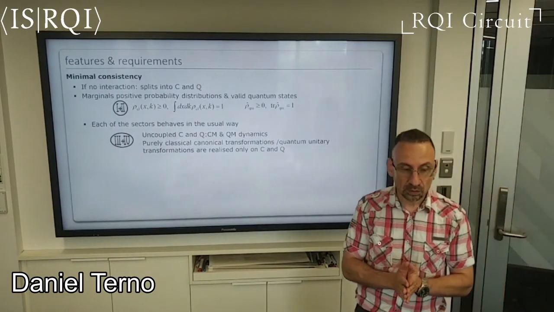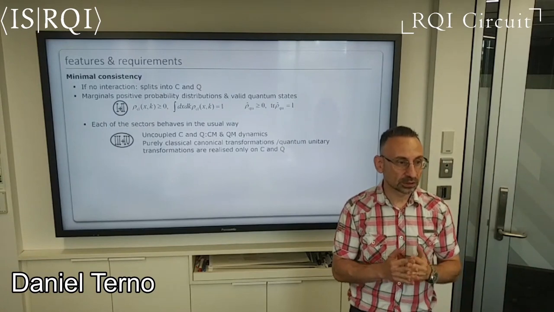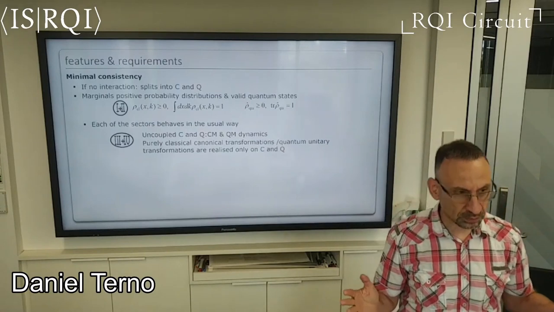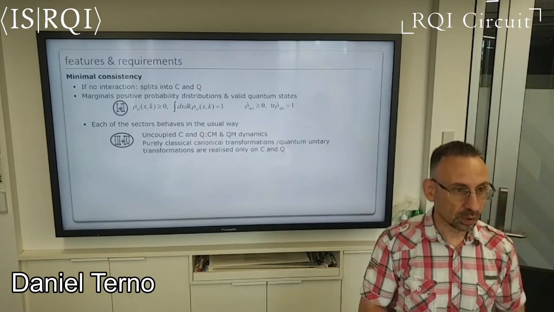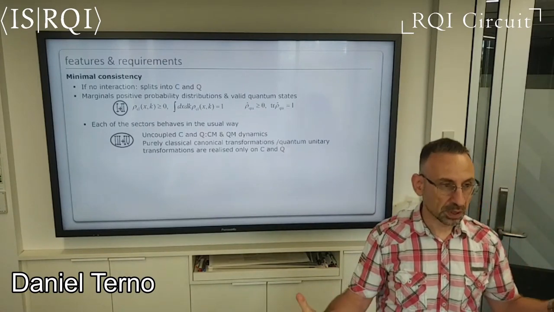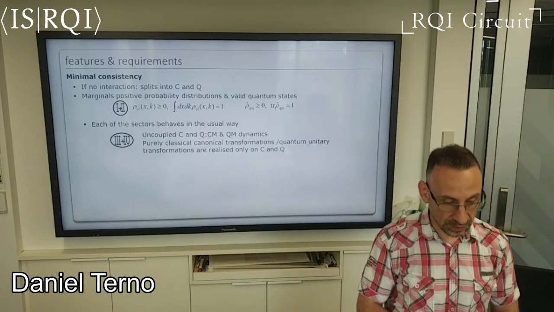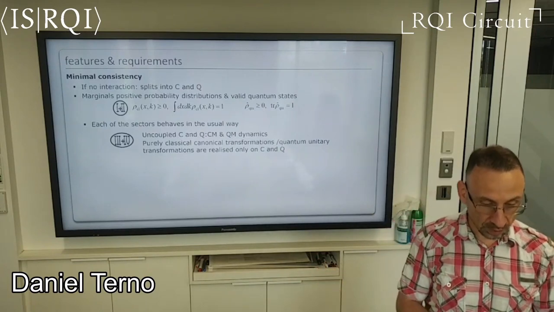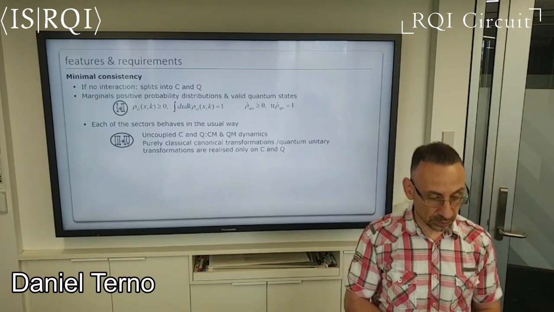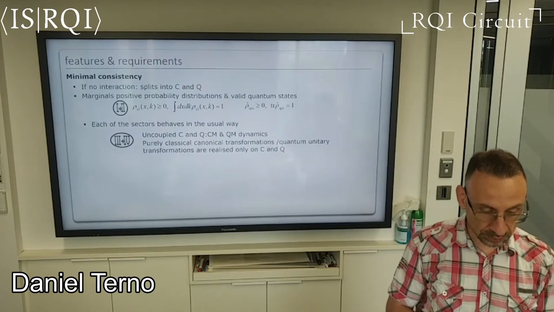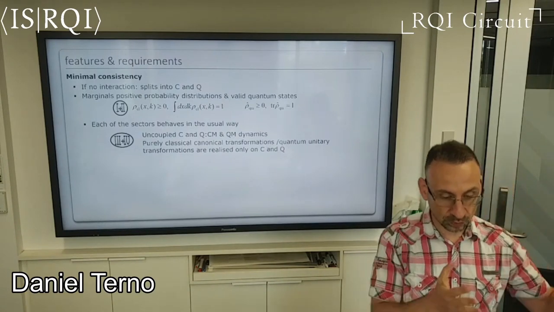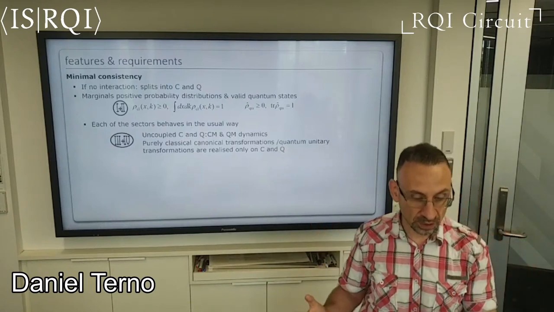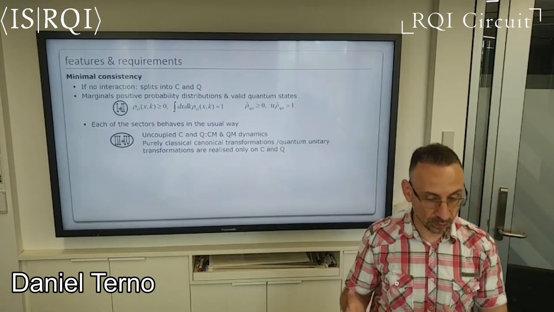Okay, now what do we want from hybrid dynamics? Well, perhaps at least minimal consistency. We want this hybrid system to split into classical and quantum systems if there is no interaction. We want, with or without splitting, marginal positive probability distributions for classical states, and a valid density operator for the quantum state.